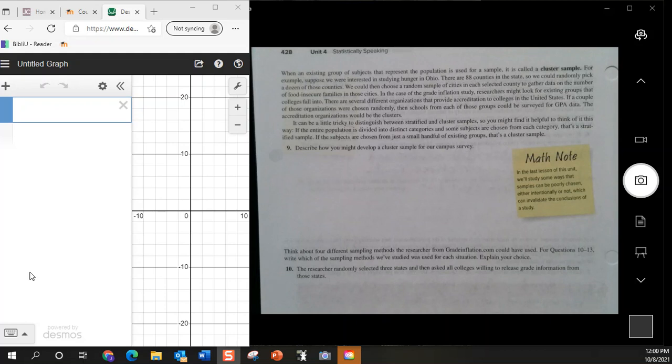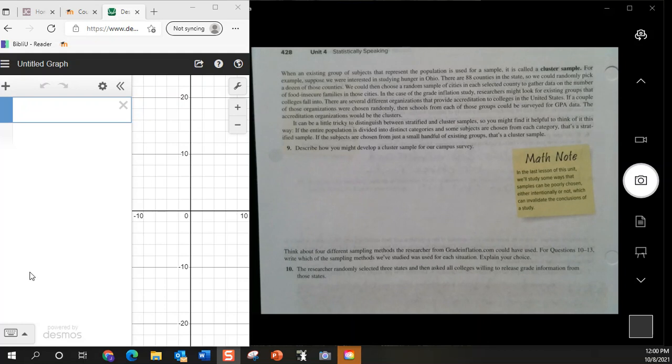In the case of the grade inflation study, researchers might look for existing groups that colleges fall into. There are several different organizations that provide accreditation to colleges in the United States. If a couple of those organizations were chosen randomly, then schools from each of those groups could be surveyed for GPA data. The accreditation organizations would be the clusters.